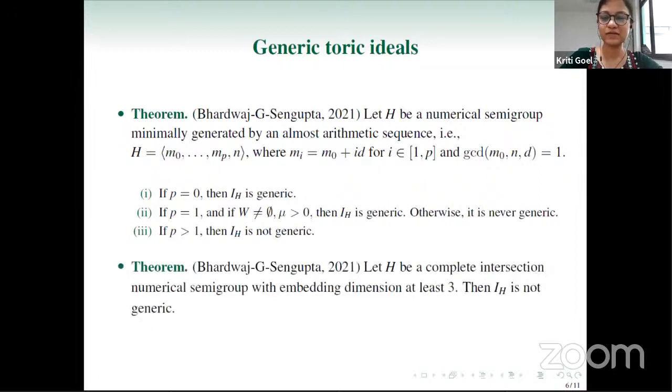Of course, the other result which we prove is for numerical semigroups which are complete intersection, in particular, numerical semigroups whose semigroup ring is a complete intersection. And we prove the following. If we have a complete intersection numerical semigroup with embedding dimension at least 3, then the defining ideal is never a generic toric ideal. So this is one piece of information which in generality we can say about complete intersection numerical semigroups.